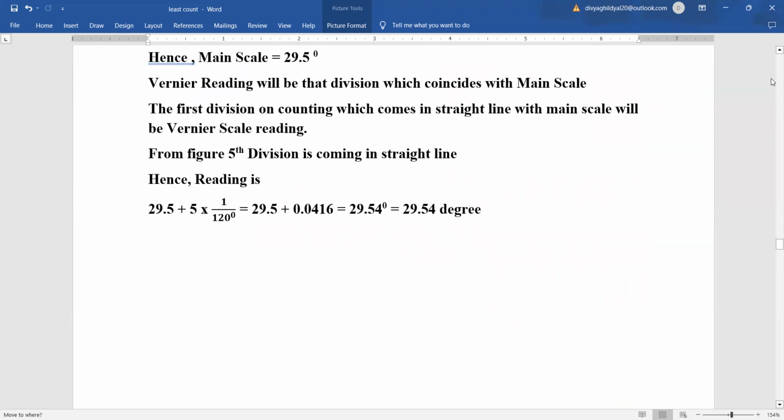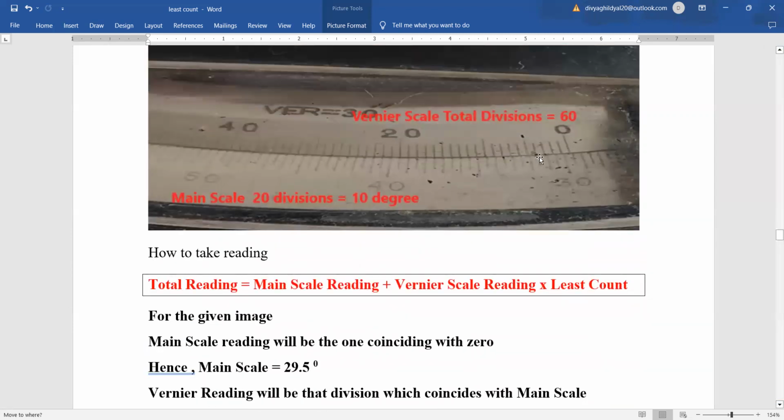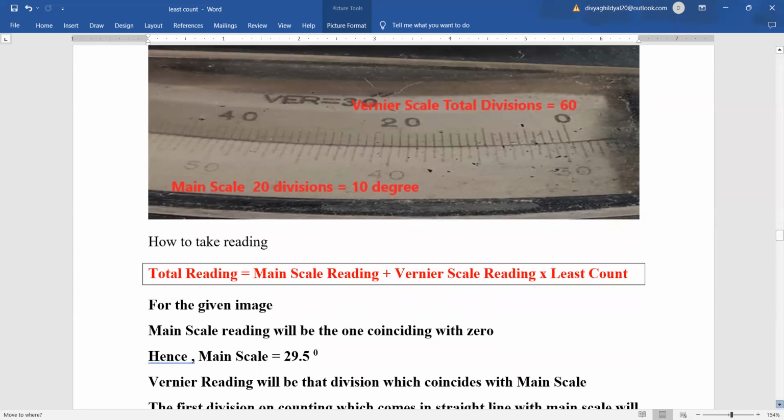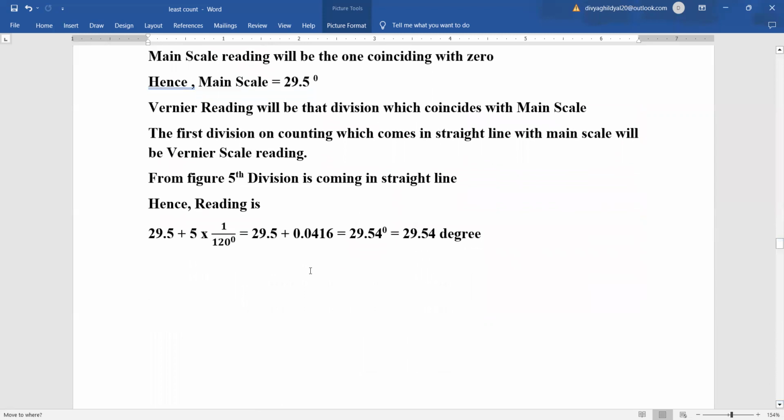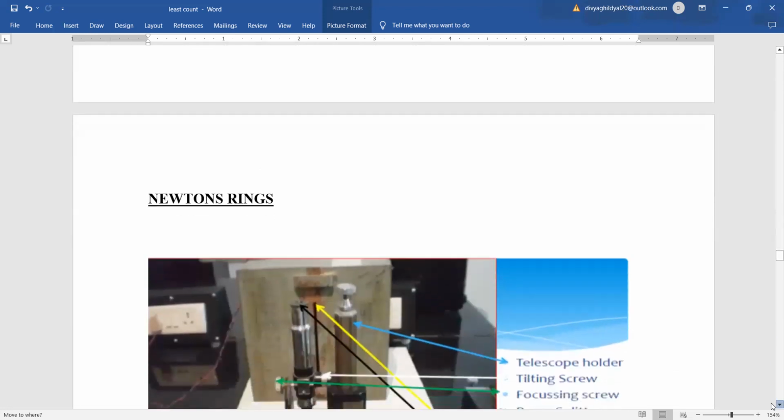So from this diagram, I can note that while reading the scale, the fifth division is coming in straight line here. So my reading becomes main scale reading 29.5 degree plus vernier reading, the fifth division, into least count 1 upon 120 degree. Solving this, I get my reading for that specific place where the spectrometer is.